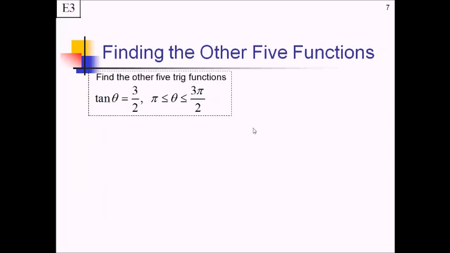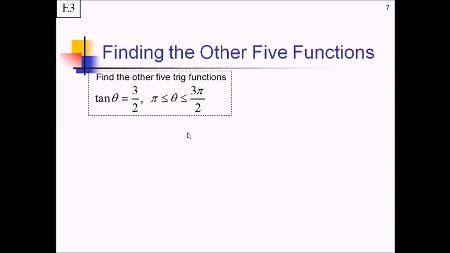So here we go, the moment we've all been waiting for. They're telling us that the tan of some angle is 3 over 2. They're telling us that the angle is between pi and 3 pi over 2. So remember, that's between 180 and 270. That's third quadrant. And they want the other 5 trig functions. So what they're looking for as an answer, they want fractions just like they had here. And some of the fractions might have radicals.